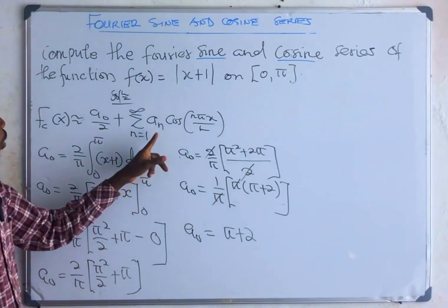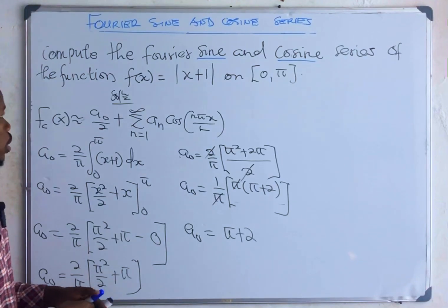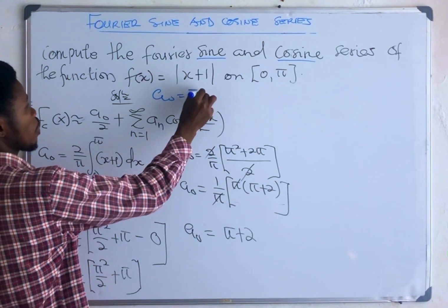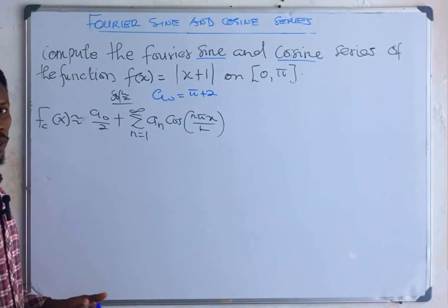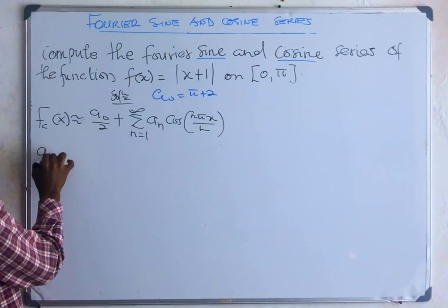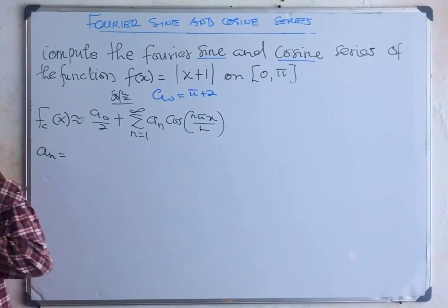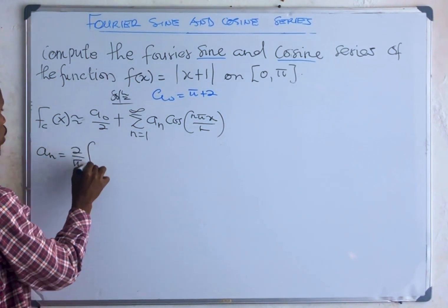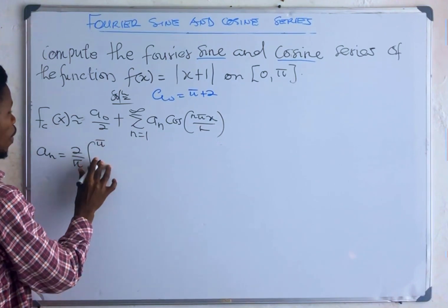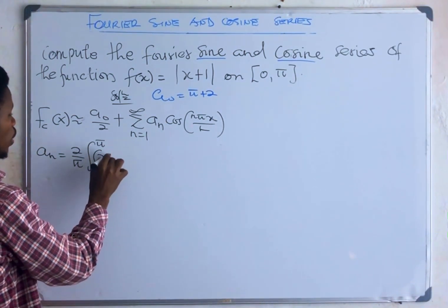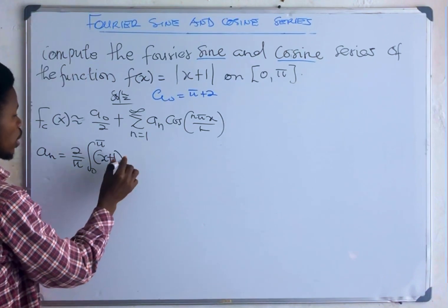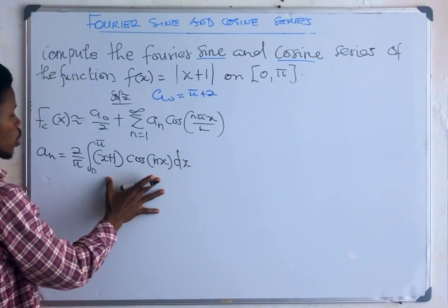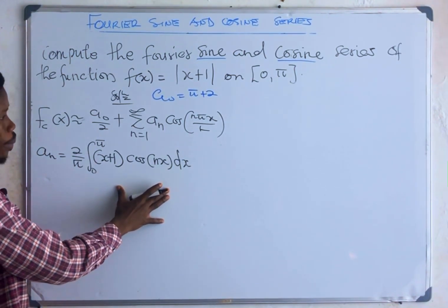Now the next thing is to find a n. So let's write our a naught somewhere so that we do not forget. We have our a naught to be pi plus 2. Having done with a naught, we move to a n, right? And you know that a n will be 2 over L, but here it is 2 over pi because L is pi. From 0 to pi, the function, which is x plus 1, then cos nx dx. So you're going to integrate this by integration by parts.